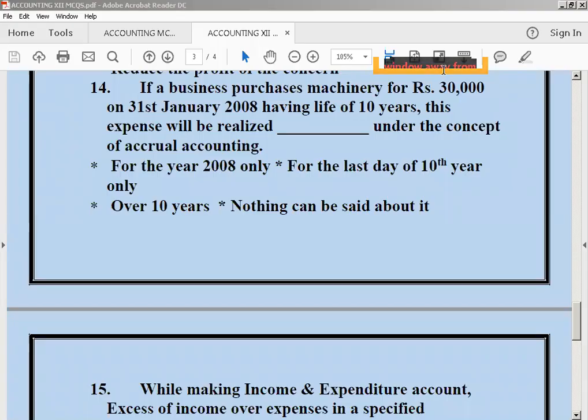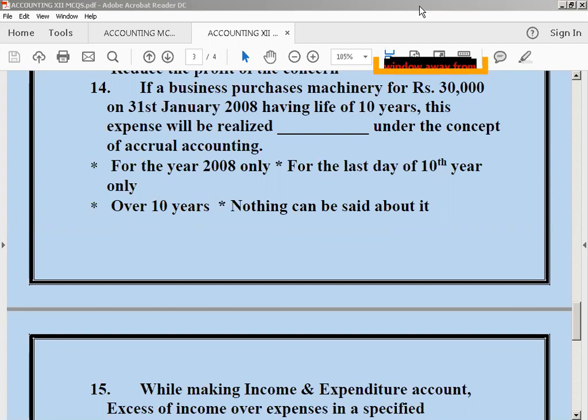We have the 14th one. If a business purchases machinery for rupees 30,000 on January 31st, 2008, having a life of 10 years, this expense will be realized dash under the concept of accrual accounting. It is a very good MCQ. You people have to literally focus on it.